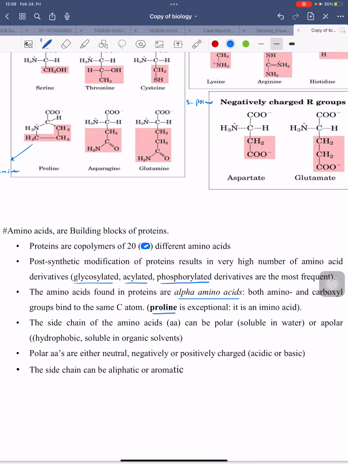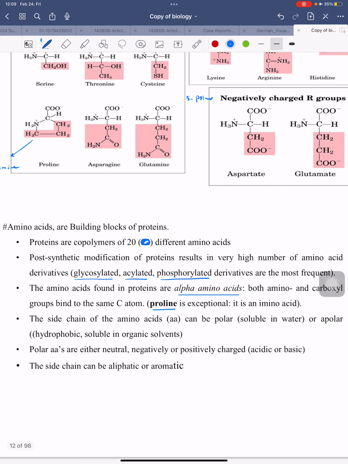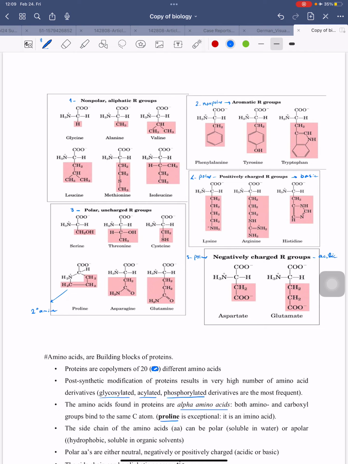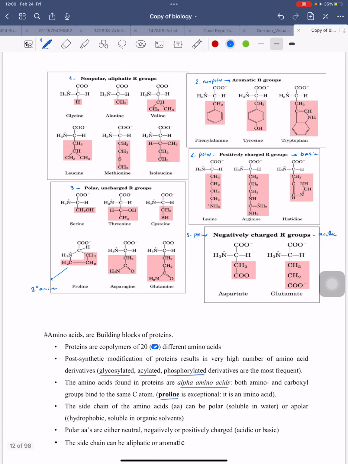The side chain of an amino acid can be polar, which as I mentioned can be soluble in water, or non-polar, soluble in non-polar solvent. Polar amino acids are either neutral, or negatively or positively charged, acidic or basic, and the side chain can be aliphatic or aromatic. You can also learn about the essential amino acids, which is very important. I can show them here, for example, with the green color.